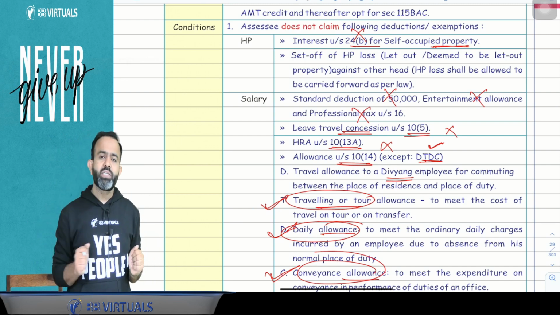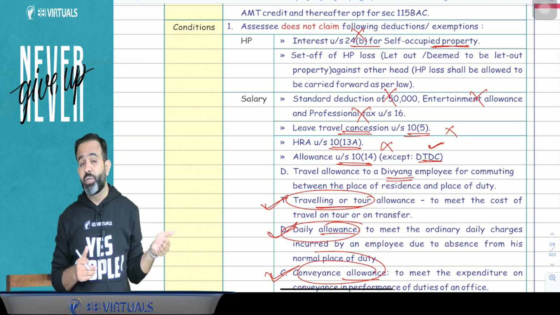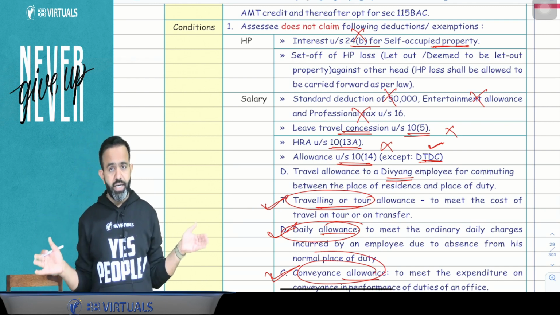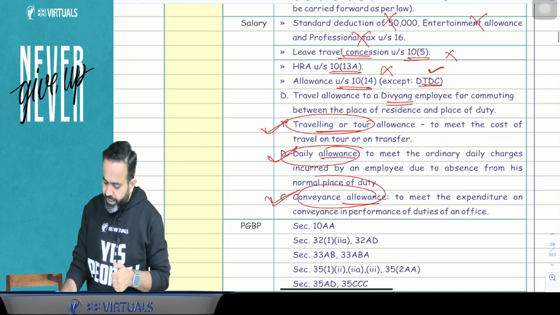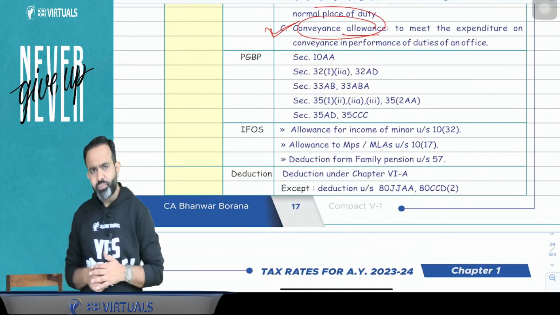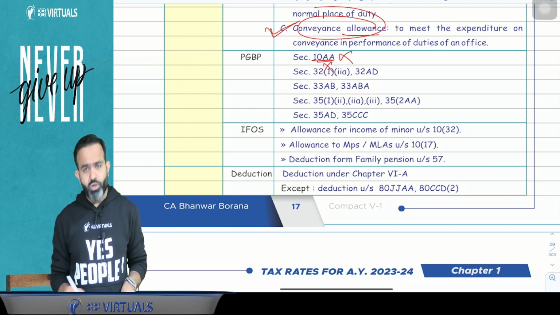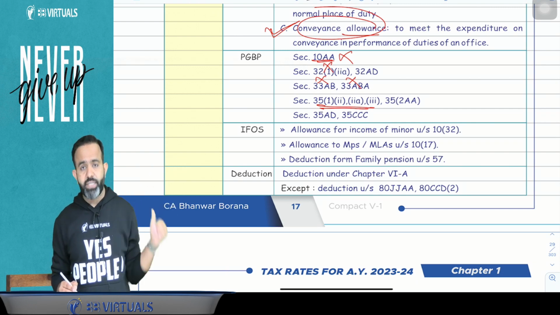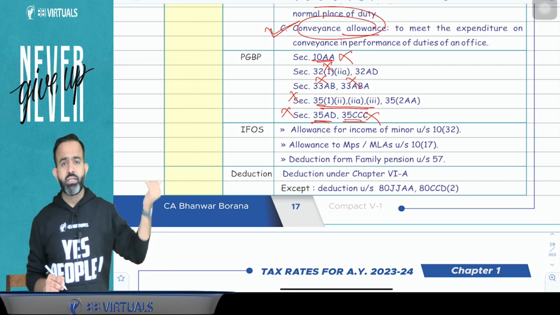In the normal provision, what happened? You know that house property losses can be set off up to 2 lakh against any other head of income. But guys, here it is not allowed if the assessee opted for 115BAC. You got my point or not? Yes. Now, the next part is related to PGBP. Under PGBP: 10AA SEZ not allowed, additional depreciation not allowed, 33AB, 33ABA not allowed, section 35 scientific research donation related deduction not allowed, 35AD not allowed, and agriculture extension project not allowed.